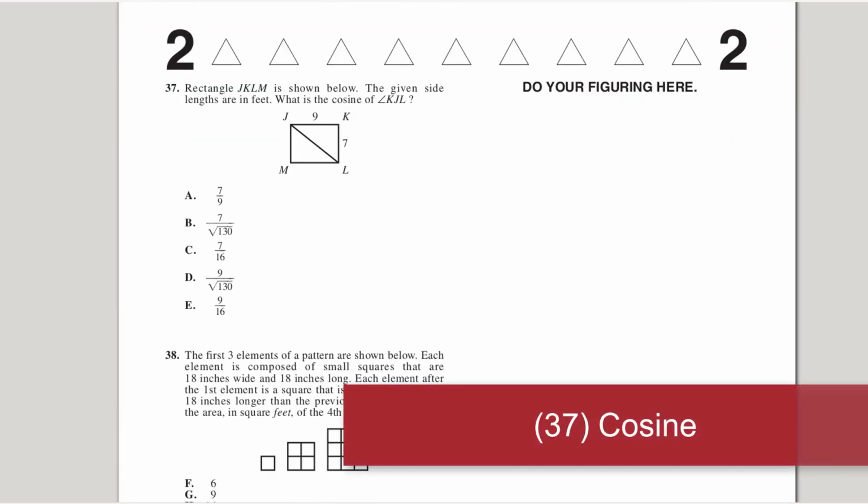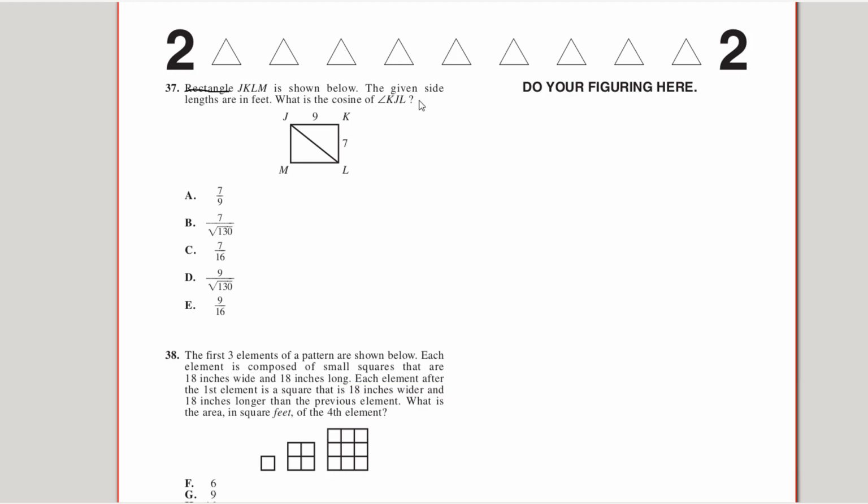For question 37, we're told that rectangle JKLM is shown below. It is a rectangle, so we know we have right angles. The given side lengths are in feet, and what is the cosine of angle KJL? So angle KJL, we're talking about this angle right here, and we're looking for the cosine of x, that's my angle KJL. By definition we know that cosine is equal to adjacent over hypotenuse. So relative to angle x, our adjacent side length is 9.